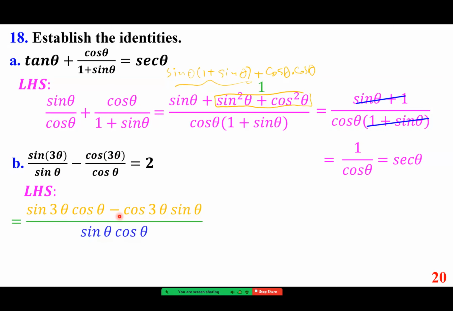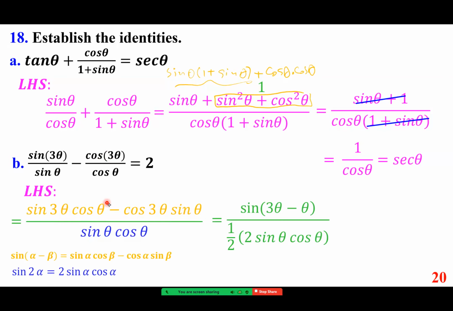Now, sine 3 theta cosine theta minus cosine 3 theta sine theta sounds like sine of alpha minus beta. Sine of alpha minus beta. Alpha is 3 theta, minus beta, which is theta. So the numerator is this. What about the bottom? Sine theta cosine theta.